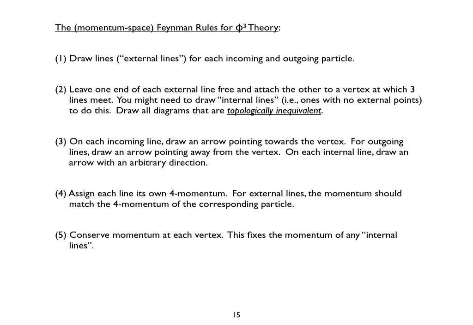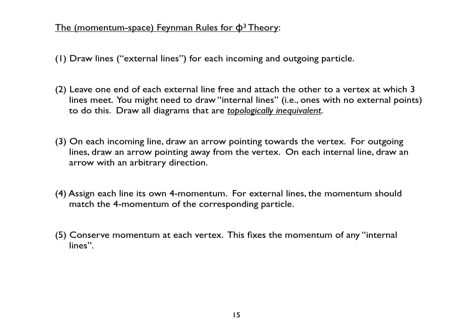Leave one end of each external line free and attach the other to a vertex at which 3 lines meet. That's the specific part of phi-cubed theory. So that's telling me that I have these vertices that look like this. It's starting to look like a game of Tetris. I'm going to glue together the initial lines to the final lines using vertices, because I want to consider fully connected diagrams. So one possible diagram would be to connect this guy with that, and that guy with that, and then this guy with that, and that guy with that. That would give me one fully connected diagram that represents scattering 2 particles into 2 particles. But I don't necessarily have to do that.